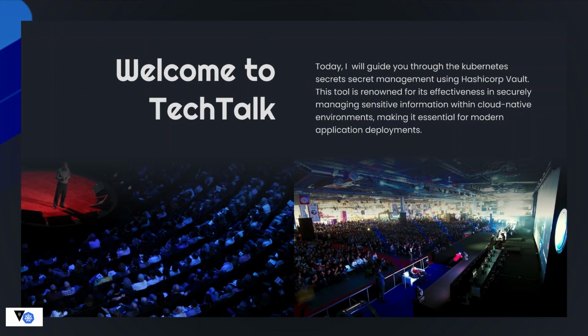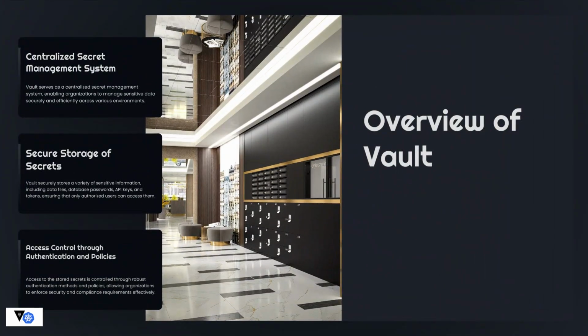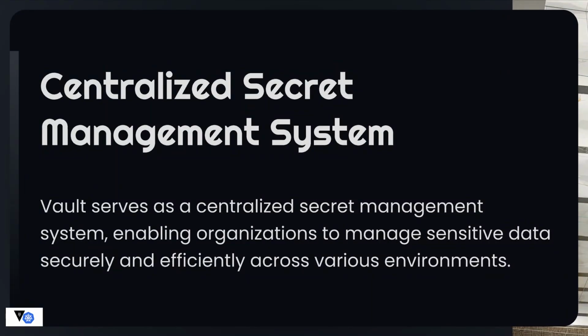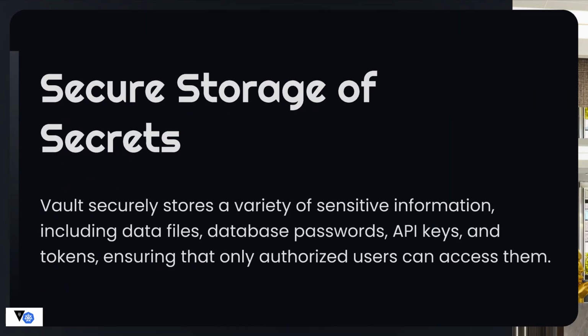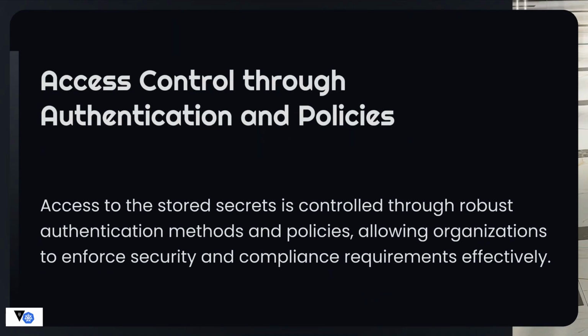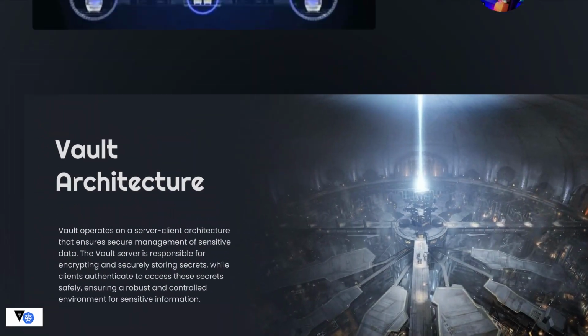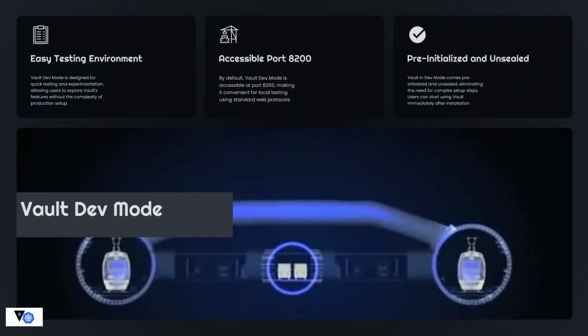So let's get started. Before jumping into Kubernetes, let's briefly talk about what Vault actually is. Vault is a centralized secret management system. It securely stores secrets like database passwords, API keys, and tokens, and controls access to them through authentication and policy. Vault has a server-client architecture. The Vault server stores secrets encrypted at rest, and clients authenticate to Vault to retrieve them securely. For learning and testing, Vault provides dev mode, which I will explain here.